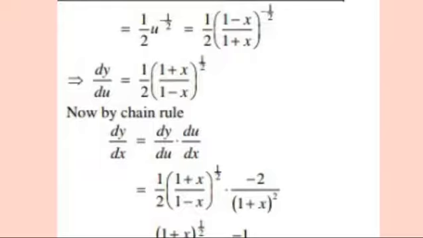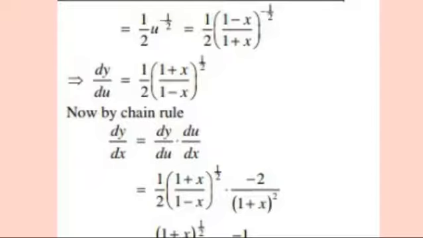To convert this minus 1 by 2 into plus 1 by 2, replace numerator with denominator. Now 1 plus x is written in numerator and 1 minus x is written in denominator, and the whole power becomes from minus 1 by 2 to plus 1 by 2.